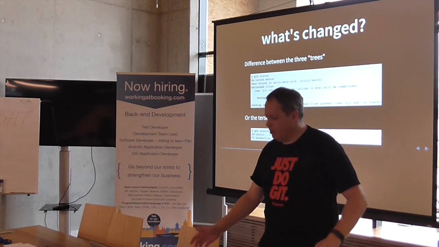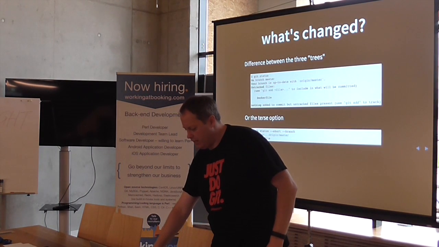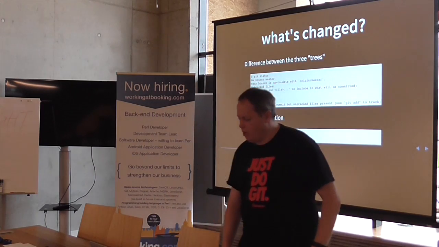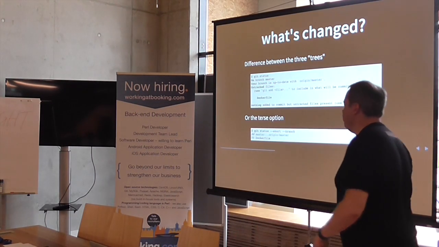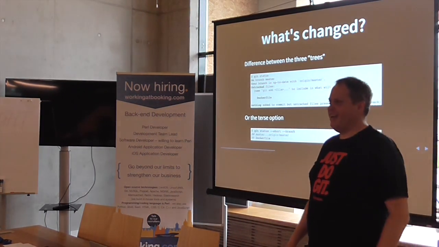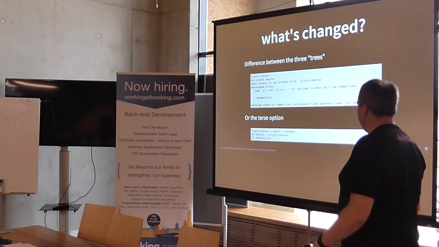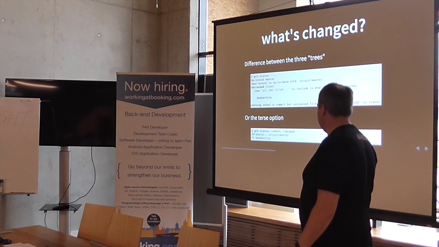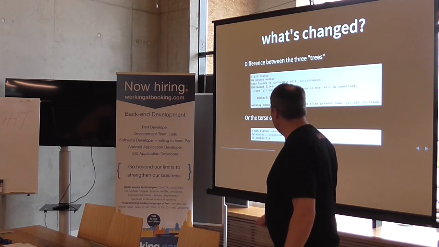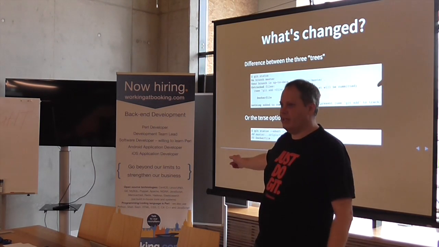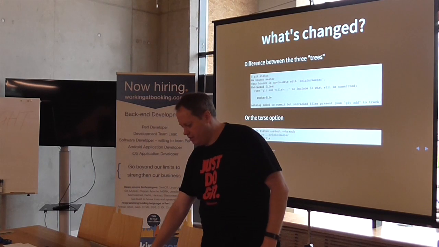You can look at what's changed between those working trees with git status. I prefer the terse option. Can you actually read that from down the back? So git status --short --branch gives you a much shorter output. Yeah, my Dancer2 folder has an untracked Dockerfile.